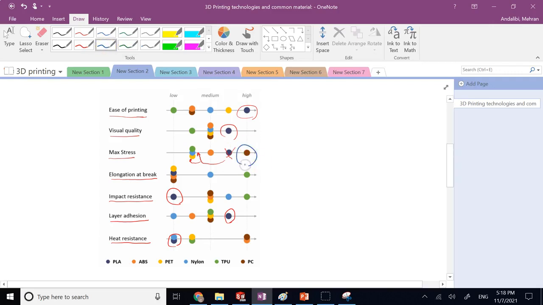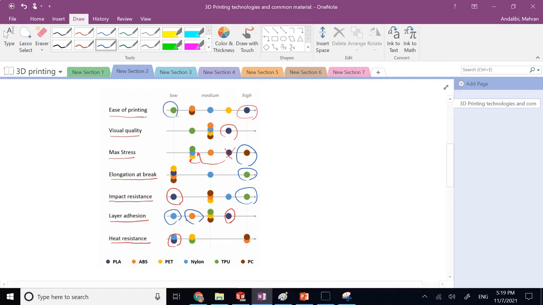This is absolutely correct. And then it says, for example, TPU is, of course, the one that can be elongated the most. Of course, that's a flexible plastic, and if you hit it, almost nothing is going to happen to it. It's an extremely tough plastic, right? But as you can see here, that's the hardest plastic to print. And nylon is hard to print in terms of layer adhesion, followed by ABS. You definitely need a heated bed and so on and so forth, right?